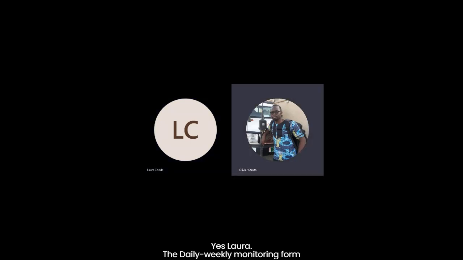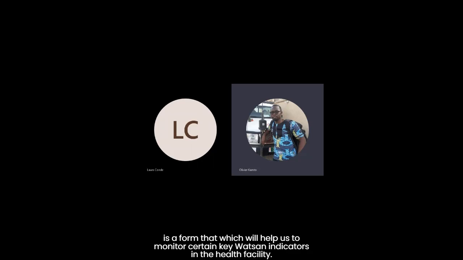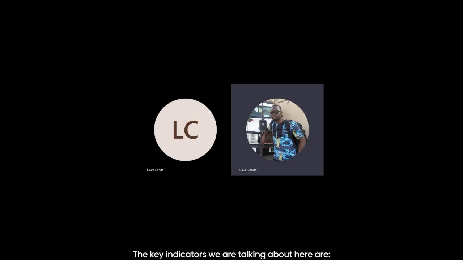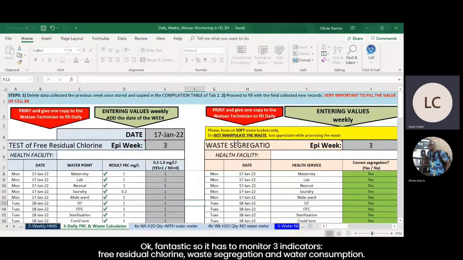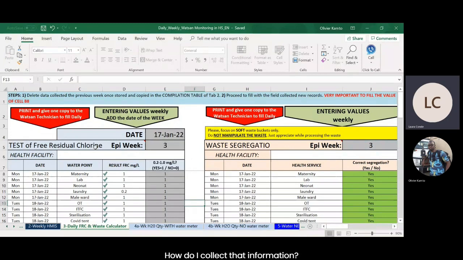Yes, Laura. The daily weekly monitoring form is a form which will help us monitor certain key Watson indicators in the health facility. The key indicators we are talking about here are the water quality, the water quantity, and the quality of waste segregation in the facility. Okay, fantastic. So it helps me monitor three indicators, right? Correct. Free residual chlorine, waste segregation, and water consumption. Clear.